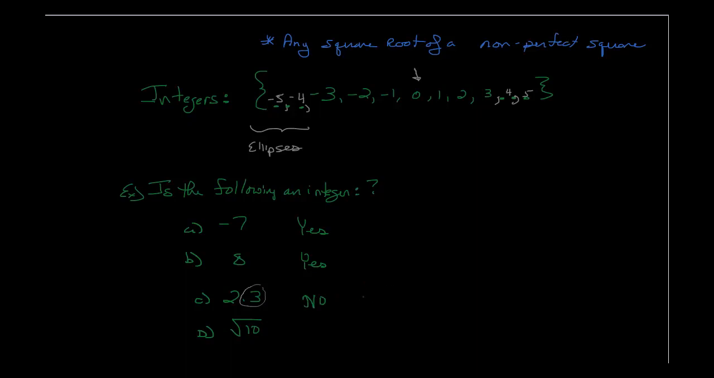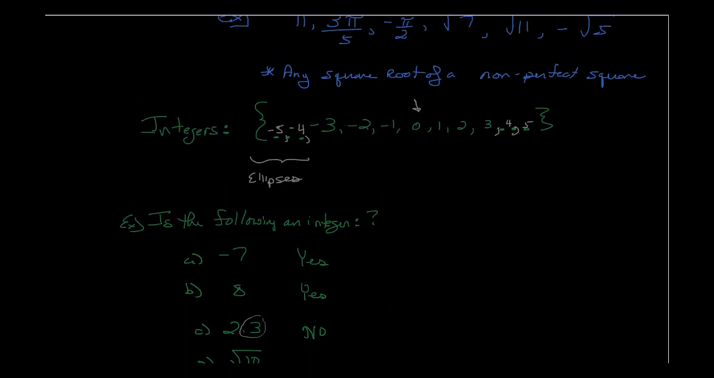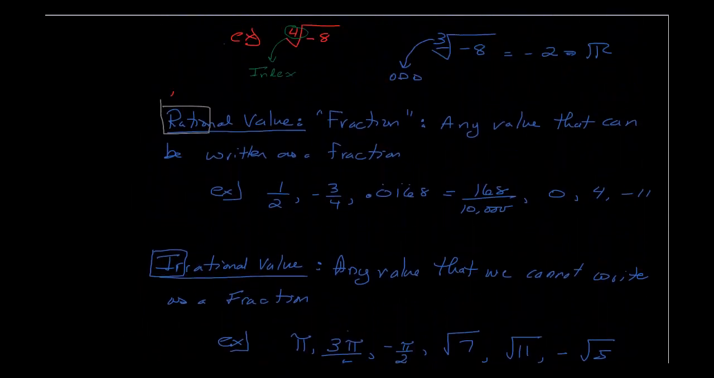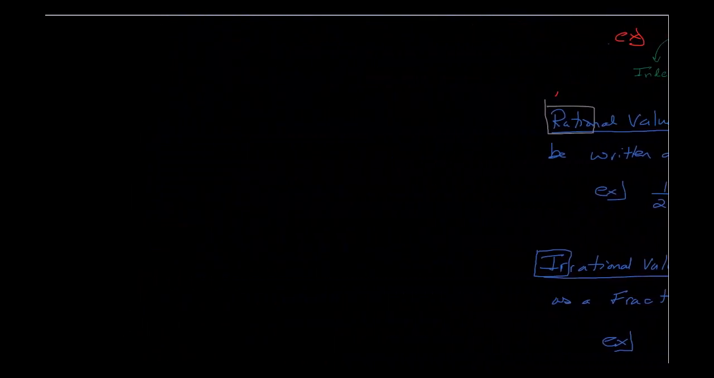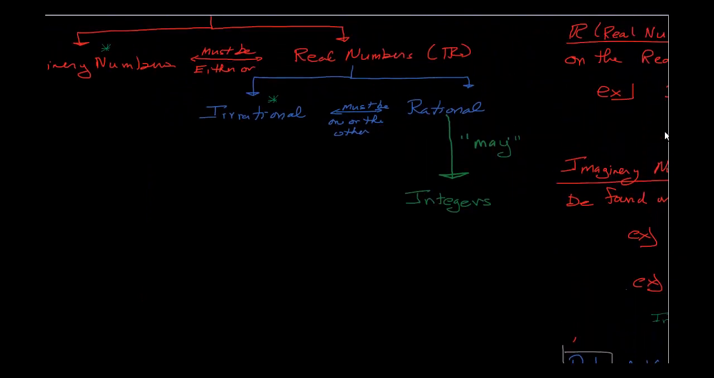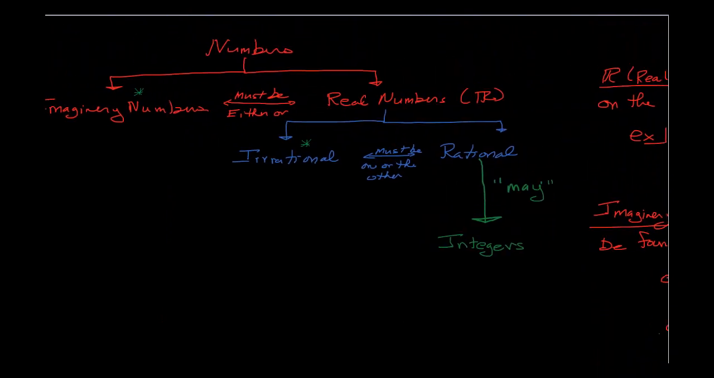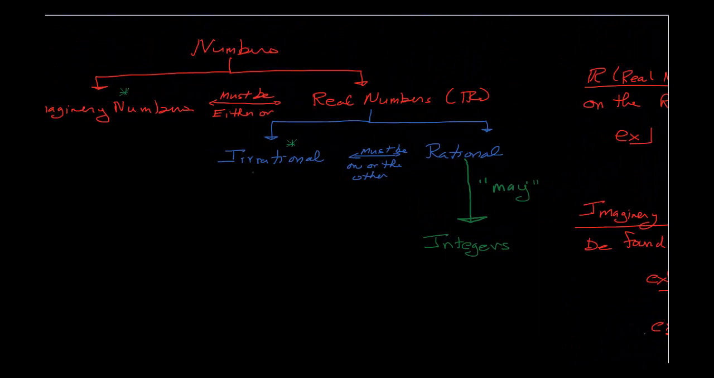And then square root of 10. If I scroll back up and over to my left, and I look at that process flow diagram, square root of 10 is an example of an irrational value. Since square root of 10 is irrational, there is no possible way that it can be an integer. So this process flow chart definitely can help me understand how to qualify all these different values. Hopefully that gives you an idea of what integers are.